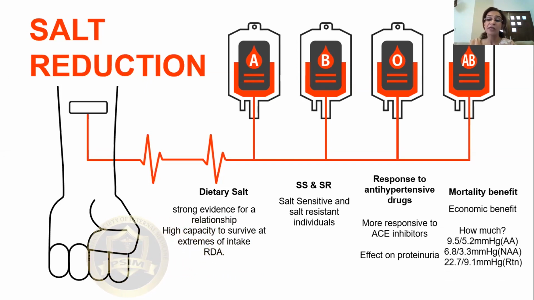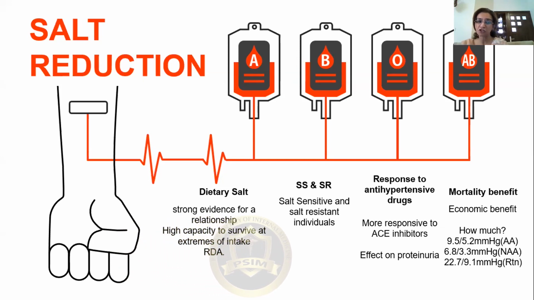There is a great mortality benefit. I'll be quoting figures from the US because we don't have any statistics for our own country. But generally, if you reduce the amount of intake by half or come down to the RDA, in the US, they estimate that they will save up to 100,000 lives per year.